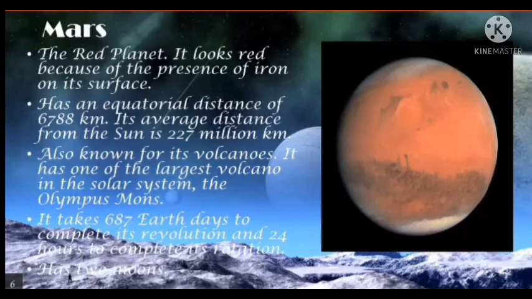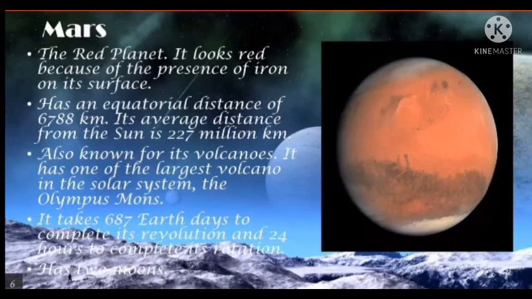Mars. Mars is called the red planet. It looks red because of the presence of iron on its surface. It has an equatorial distance of 6,788 kilometers. Its average distance from the Sun is 227 million kilometers. It has a very thin atmosphere which consists largely of carbon dioxide and a small percentage of other gases. It has an average surface temperature of negative 63 degrees Celsius.